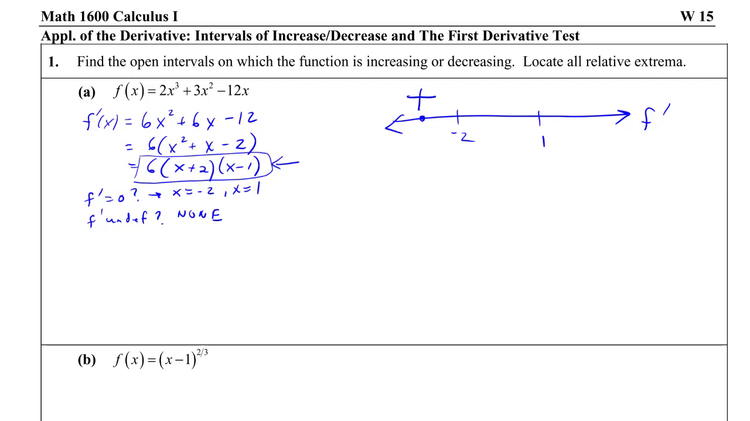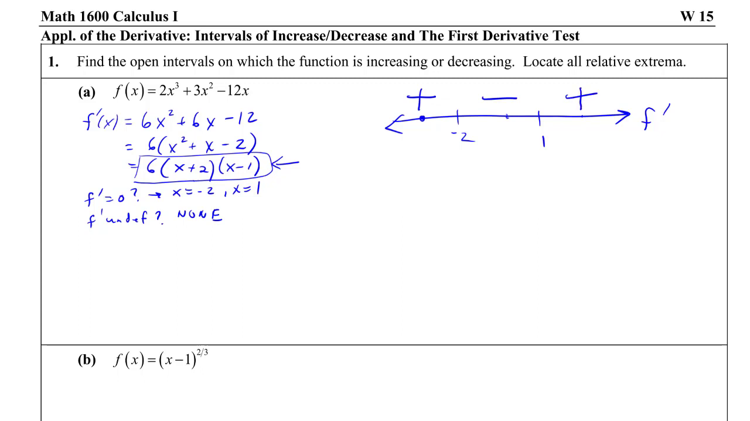In the middle here somewhere is 0, so I'll take 0 and plug it in. I get 0 plus 2 is a positive, and 0 minus 1 is a negative, so it's negative in there. And if I take 2 in the last region, then I have 2 plus 2 is 4, and 2 minus 1 is 1, so that's positive, positive, positive there.